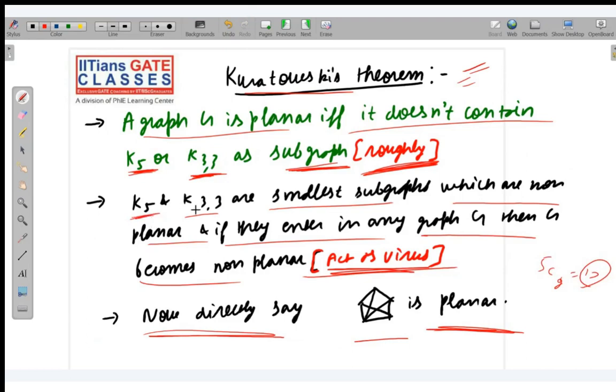So here you may say, sir, there are 5 vertices, but edges are 5, 6, 7, 8. Only 8 edges are there. So K5 is not there. So obviously it is planar. Directly you will say in the GATE exam it is planar. That is the power of the theorem. Similarly, K33 is also not there, because it has 6 vertices, and here we have only 5 vertices. So no need to worry about K33. Okay, so see this both ways. Both ways I am saying if and only if. That means if the graph is planar, then they are not there. And if they are not there, then the graph is planar. Both ways you will say.